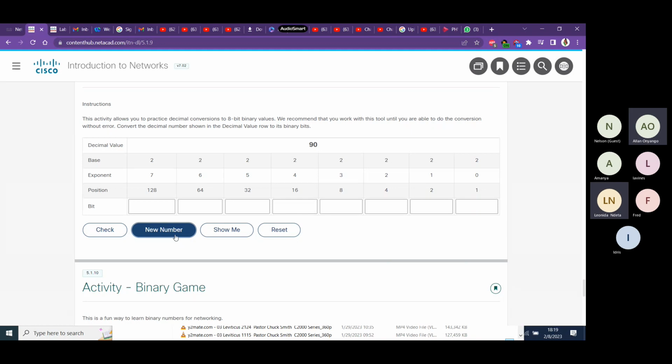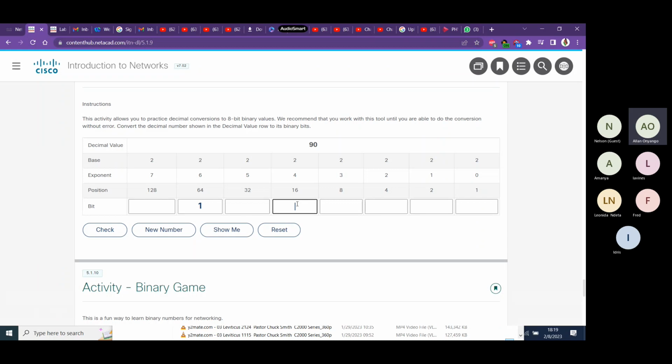On 64. Good, there's a 1. What is the remainder? 26. Where do I put my ones again? Give me two numbers or three numbers. There might not be two. Give me numbers that when I add, I get 26. 16, 8, and 4. Good.